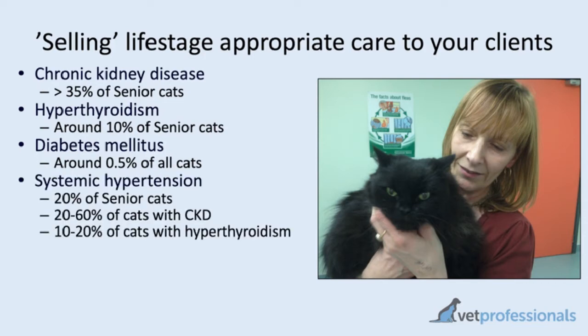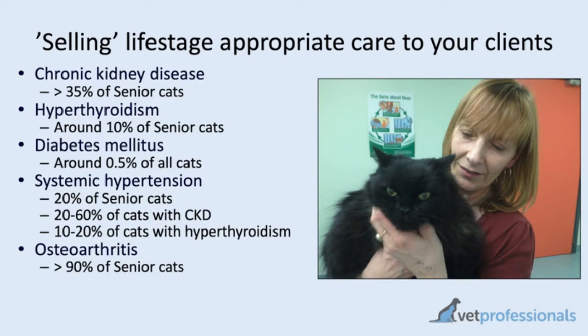Systemic hypertension probably affects about 20% of older cats, but we know in particular that it can be seen in association with certain illnesses, chronic kidney disease being the absolute classic, where some studies have shown up to 60 or 65% of cats with kidney disease develop hypertension. Then we have osteoarthritis, which we know also is very common and radiographically estimated to affect more than 90% of senior cats.